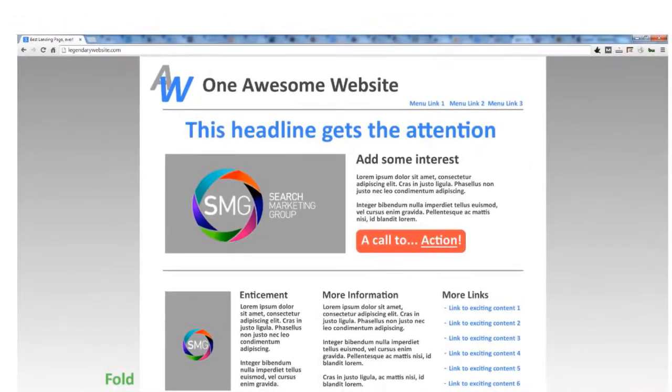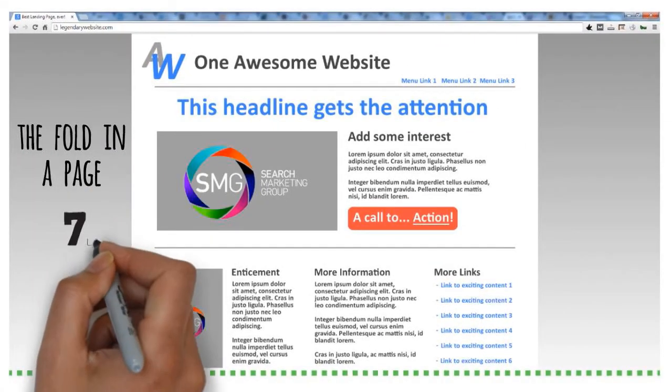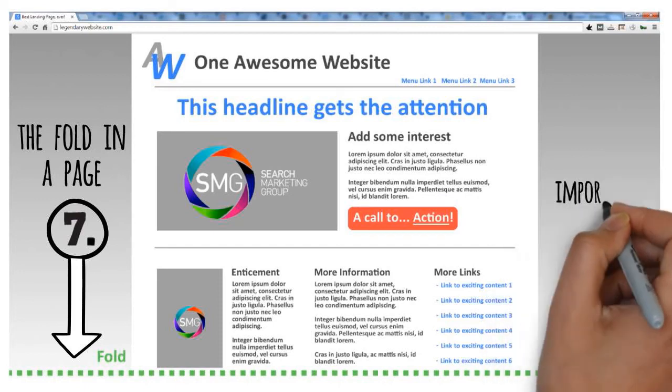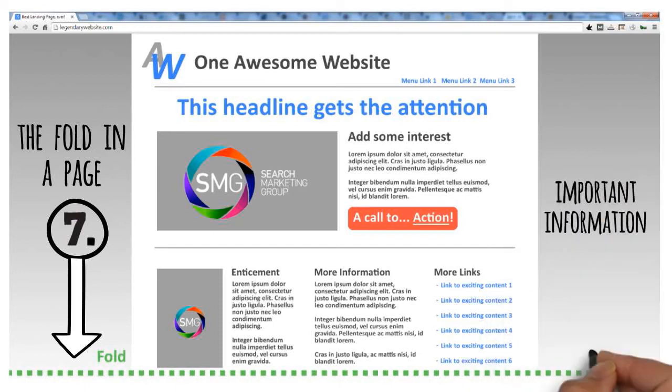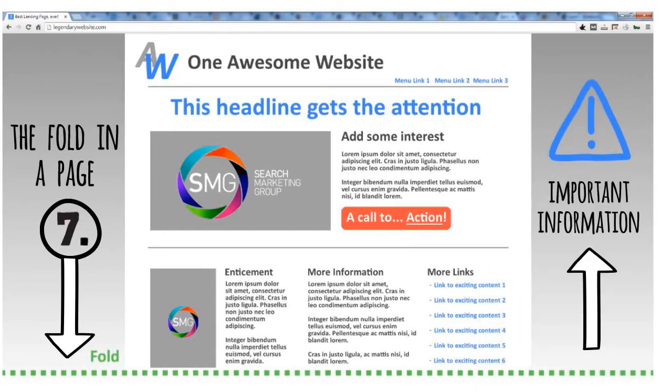Another consideration is where the fold in a page is likely to be on the average person's screen. The fold is the imaginary horizontal line that splits what you can see on a screen from what you have to scroll down to see. Always ensure that all the important information is above the fold so that you're not relying on scrolling to ensure a visitor sees the page's CTA.